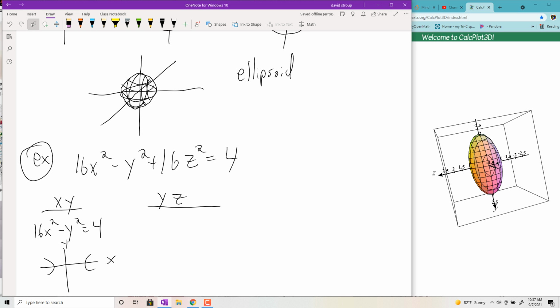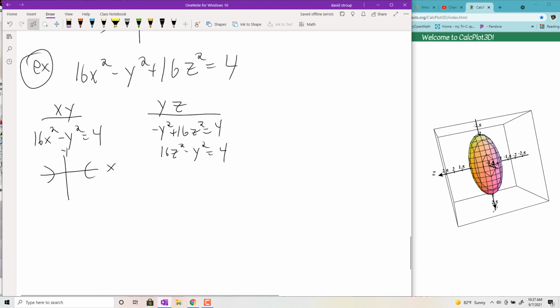In the YZ plane, we got negative y squared plus 16z squared is 4. So that's 16z squared minus y squared is 4. The branches will be on the z-axis here. So in y, z, branches there and there. And then finally the last one, XZ. We should have an ellipse, right? So 16x squared plus 16z squared.